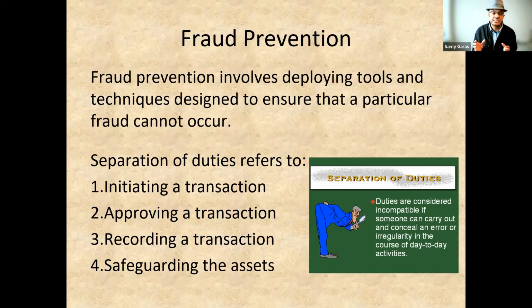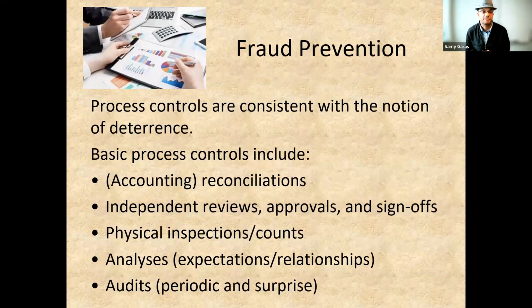So number one, segregation of duties, starting from initializing the transactions, going to the approval of the transactions, recording the transactions in the accounting records, and putting the product in the warehouse and safeguarding the asset in the warehouse. All these jobs should be made by different individuals. If I give all these jobs to one individual, he can commit the fraud and make a cover-up and nobody will find it out. So this is what we mean by fraud prevention.